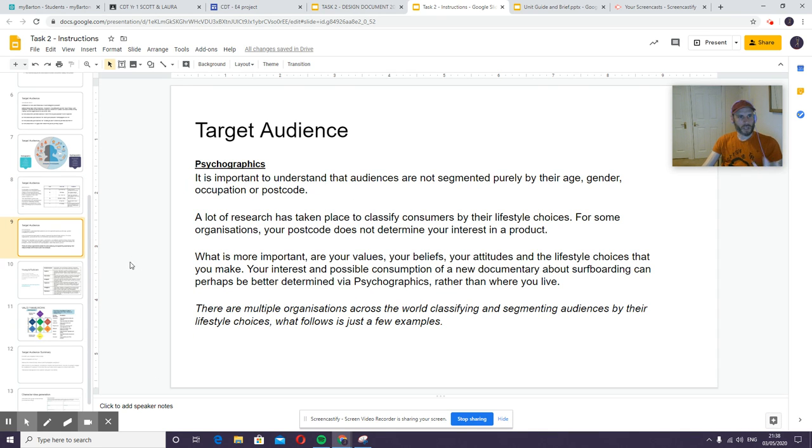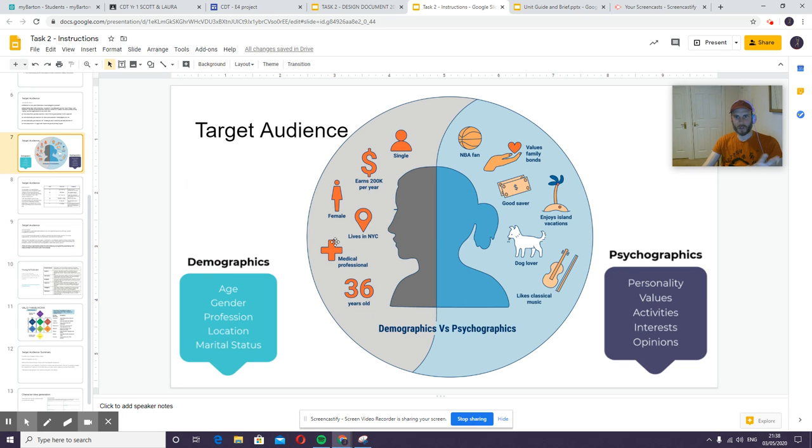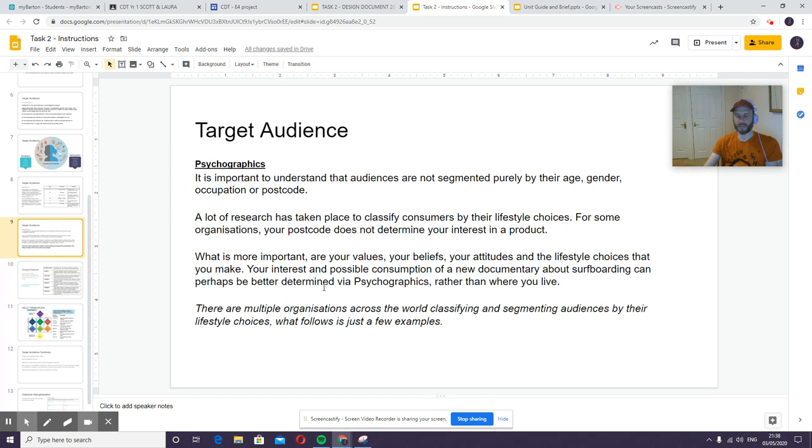So yes, when it comes to psychographics, with the demographics, I want you to be specific about the age and the gender, the job, or has he got a job, or has she got a job, is she at college, these kind of things. Think about social grade. When it comes to psychographics, just to remind you, is more about lifestyle choices.